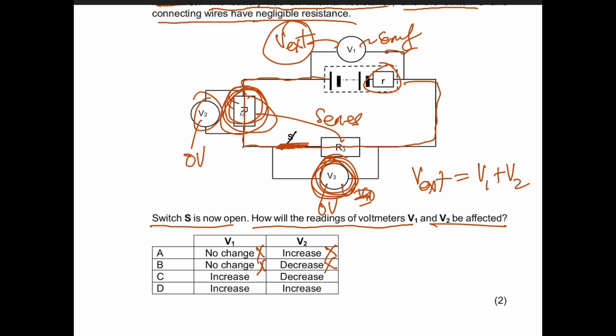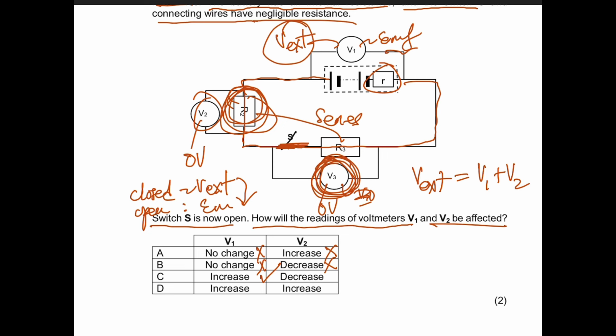The V1, when the switch is open, it's going to increase because when it was closed before, it was reading the V external. Now it's open. When it's open, it reads what? The EMF. That means there's an increase. From here to here, there's an increase.